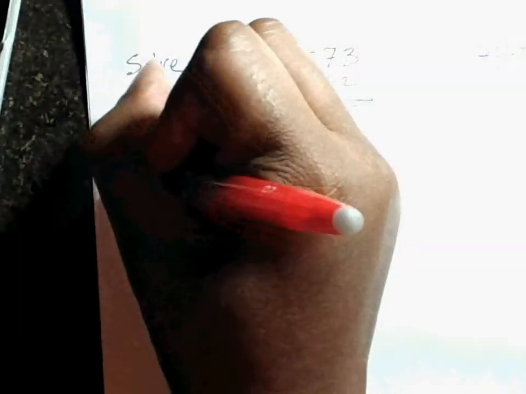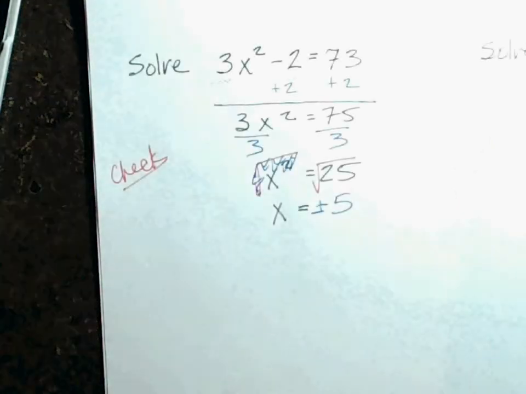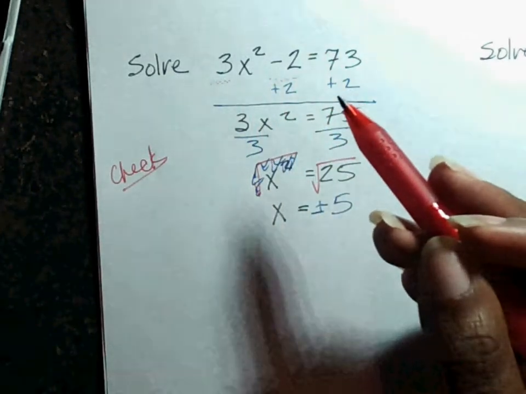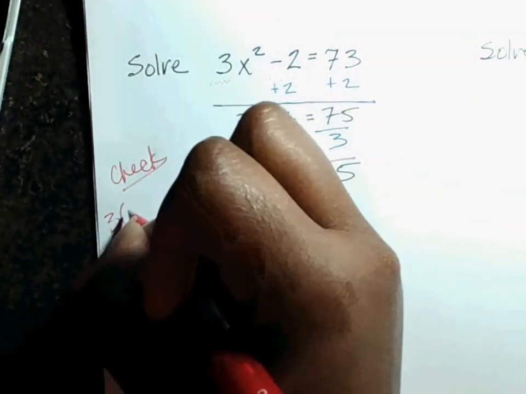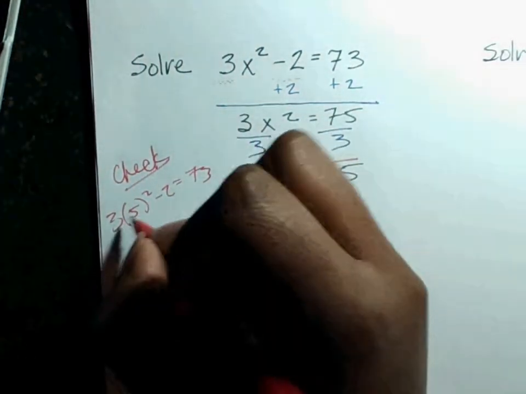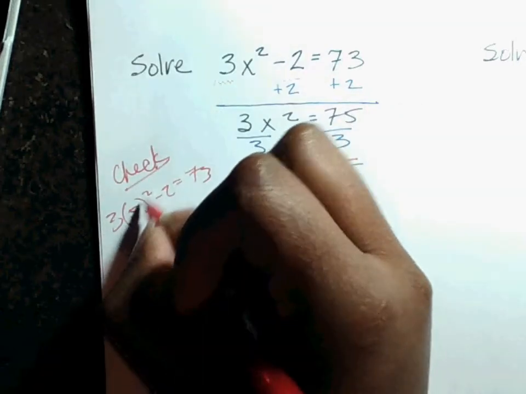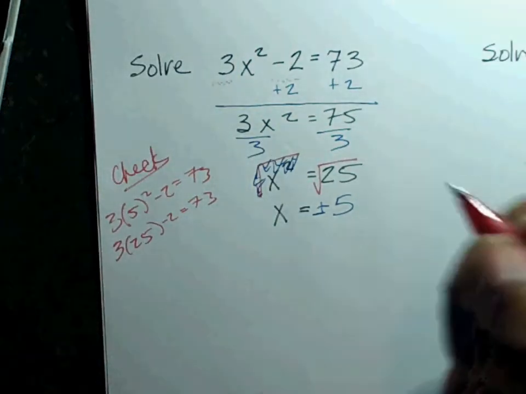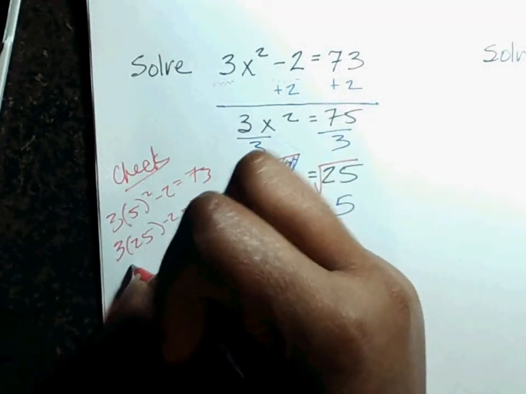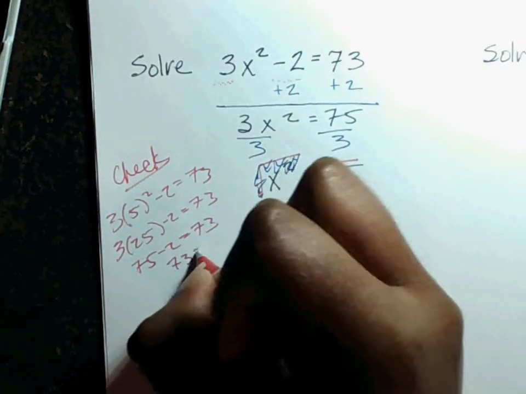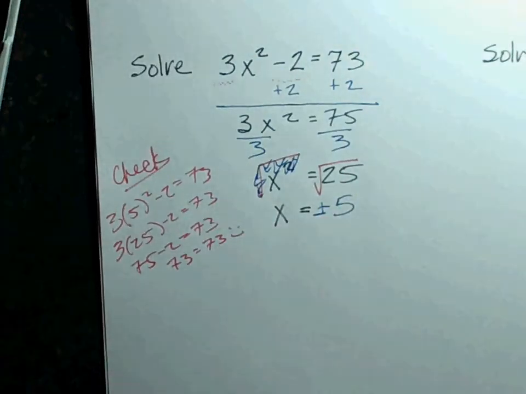You need to check yourself because all good mathematicians check themselves. Off to the side somewhere, you're going to substitute in positive 5 and negative 5, and hopefully they work. Here we go. 3 times 5 squared minus 2. Hopefully it equals 73. Order of operations, I need to square 5 first. Then I need to multiply. Bam! That one works.